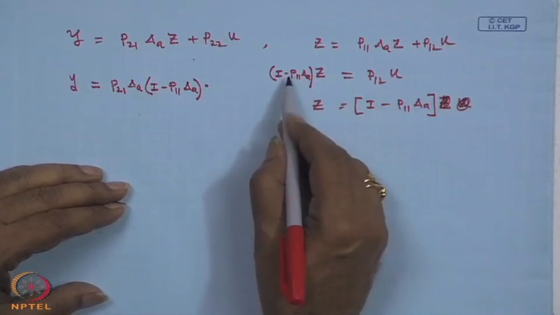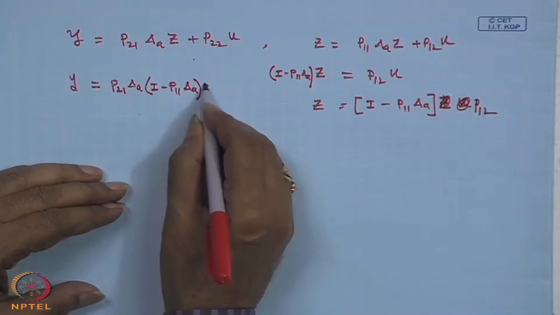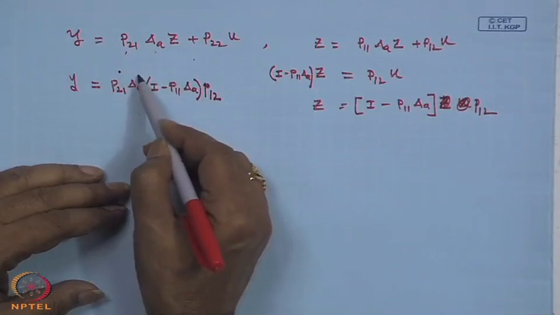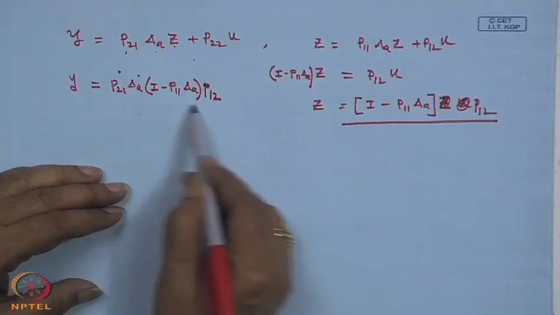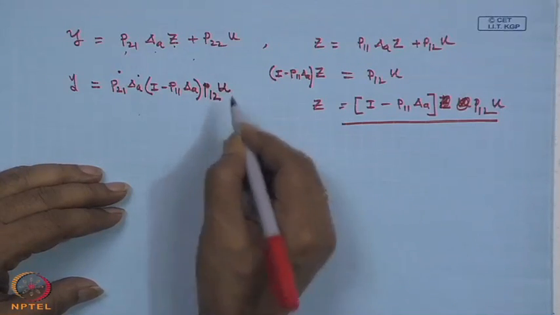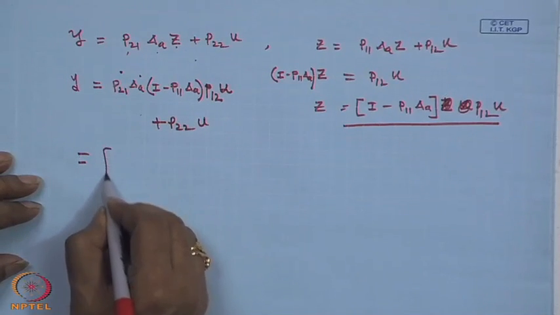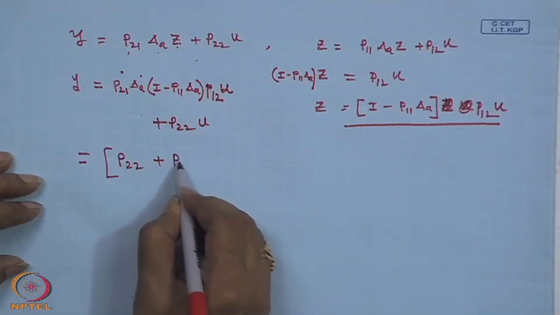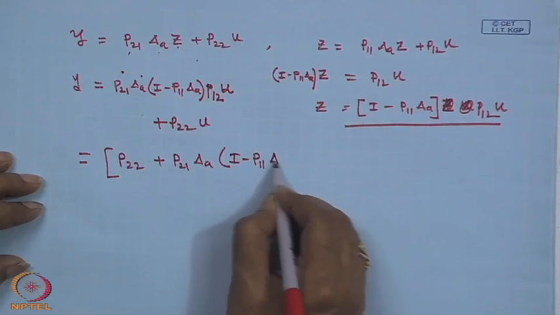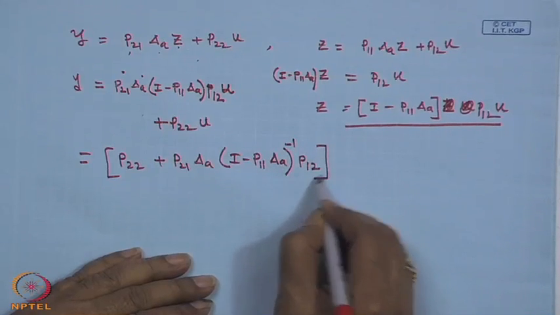this is your, because you see, I am taking the inverse both side. So, there will be a P12. So, I P12 this delta a as it is, z I have expressed by that one, and u is already there. So, you have a u plus P22 u. So, if you now take it common, P22 plus P21 delta a, I minus P11 delta a inverse P12, then u.